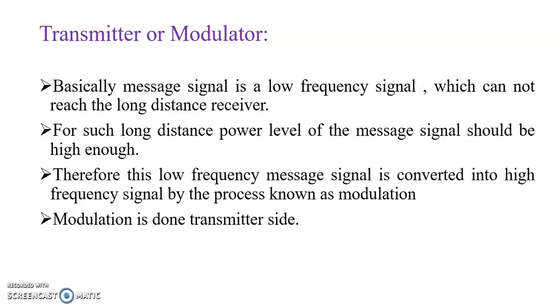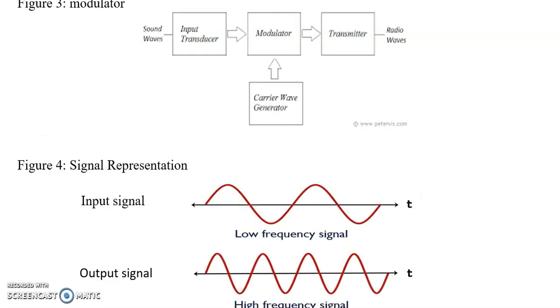Okay, this can be done at the transmitter side. And next, here you can see a block diagram of the modulator. There are 2 inputs to the modulator. One is our message signal, that is from the transducer to the modulator. Another one is the carrier signal.